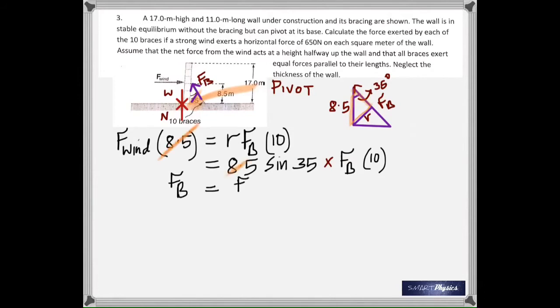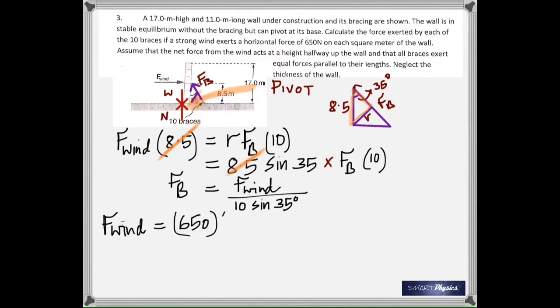So rearrange and calculate FB. The 8.5s get cancelled from both sides. So you get it as the total force by the wind divided by 10 sine 35. Now the force due to the wind has to be calculated because it's 650 newtons for 1 meter squared. So find the total area of this, which is 17 times 11. And then multiply it with 650, that gives this huge force acting.